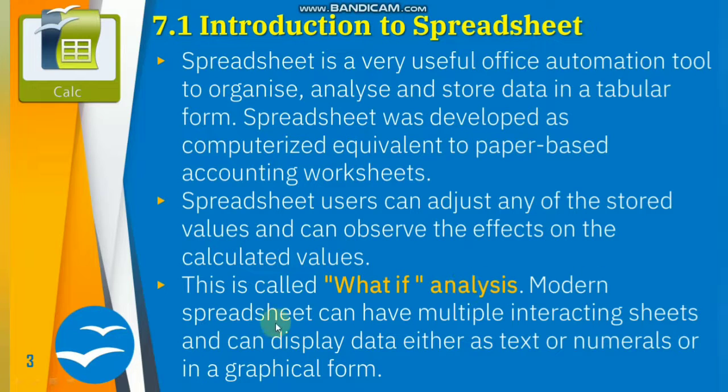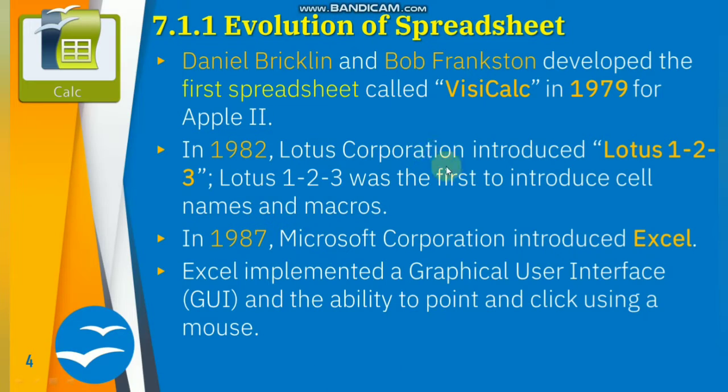Okay, so a modern spreadsheet can have multiple interacting sheets and can display data either as text or numerals or in a graphical form. So the evolution of the spreadsheet: the first spreadsheet, and all these three will be asked in a 1 mark question. Daniel Bricklin and Bob Frankston developed the first spreadsheet, which is called VisiCalc, and the full form of VisiCalc is Visible Calculator, and they developed this spreadsheet in the year 1979 for Apple II.